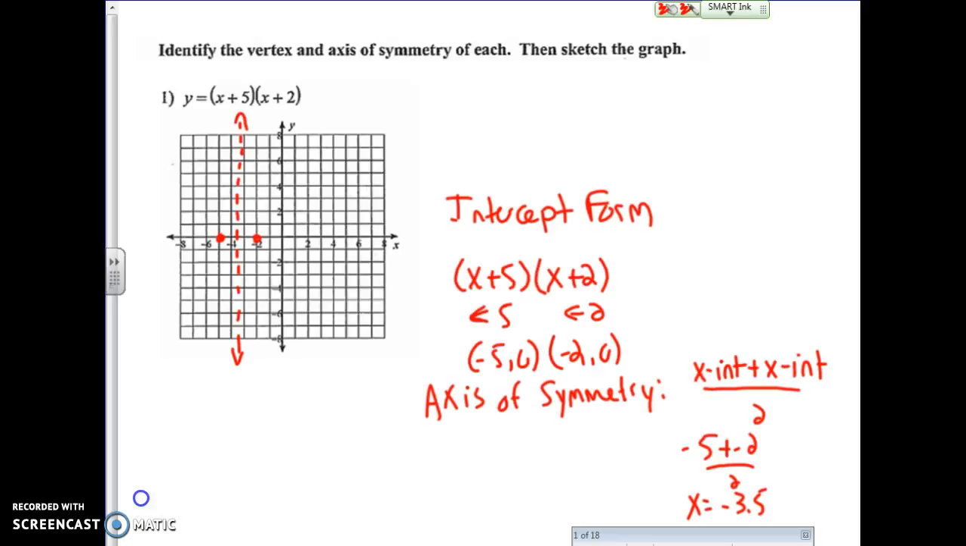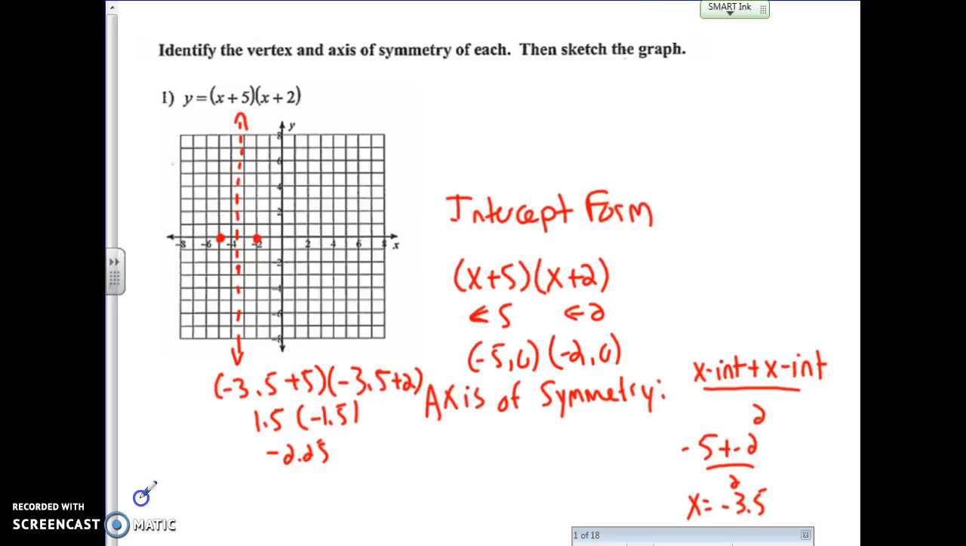I'm going to plug negative 3.5 into my equation just so that I can see it. So I got negative 3.5 plus 5, and then negative 3.5 plus 2. So I got 1.5 times negative 1.5, which is negative 2.25. So I'm going to graph a point at negative 2.25.